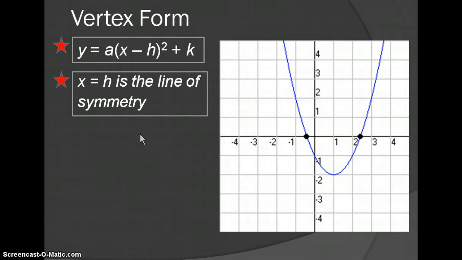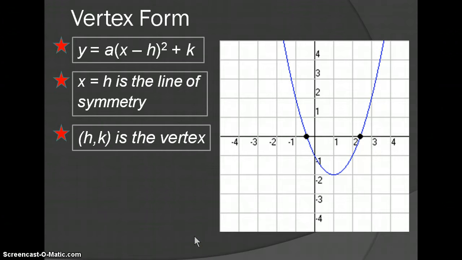The line of symmetry for the graph could be defined by x equals h. So if we have this equation, we can define x equals h. If we do not have the equation, we could look at a graph, like the one that I have here to the right, and actually define what h would be for the graph without actually seeing the equation, just by knowing where the line of symmetry is occurring. We can define the vertex for the graph at the ordered pair h, k.